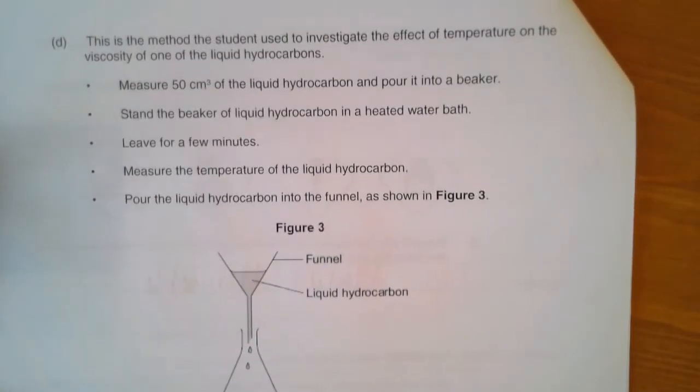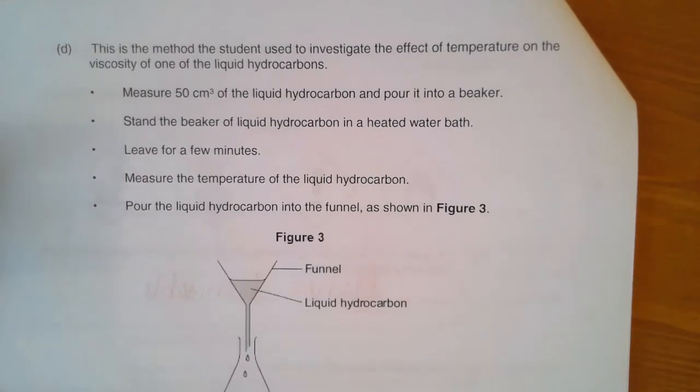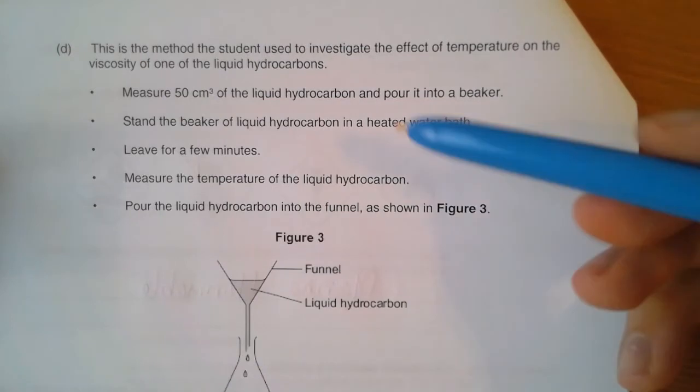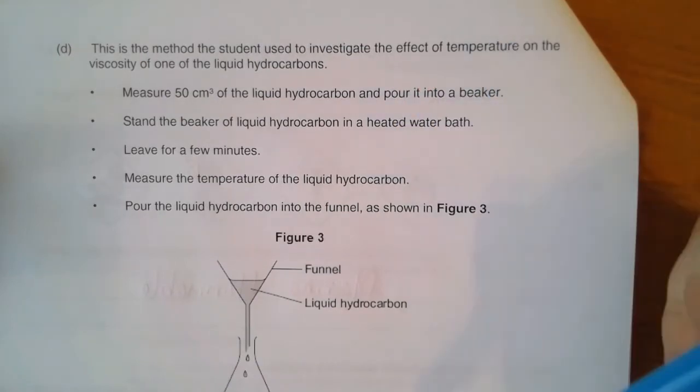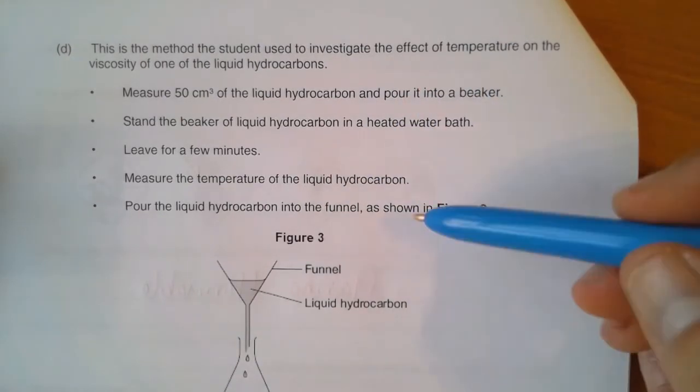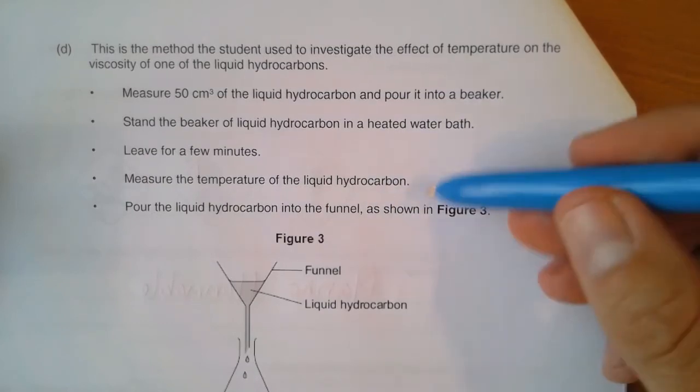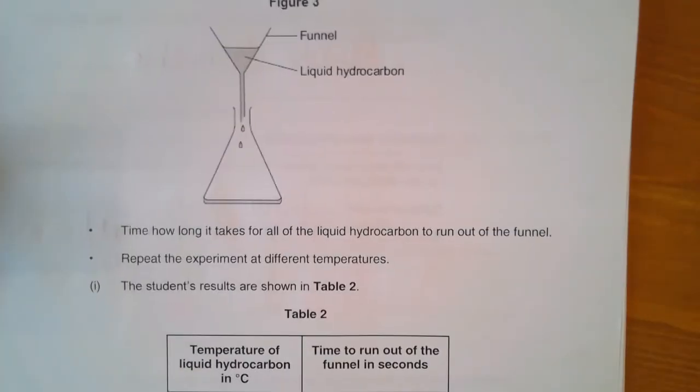On to D. This is the method the student used to investigate the effect of temperature on the hydrocarbons. Measure the 50 centimeters cubed of liquid, pour it into a beaker, stand the beaker in a heated bath, leave it for a few minutes. Measure the temperature of the hydrocarbon, pour it through the funnel, time how long it takes, and then repeat at different temperatures.